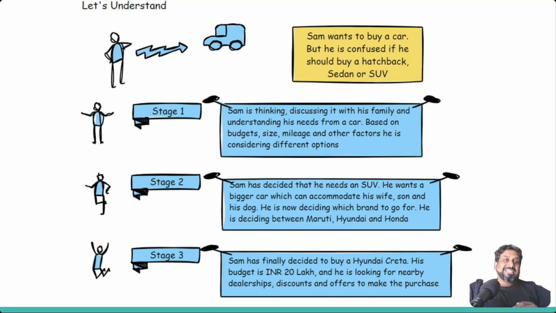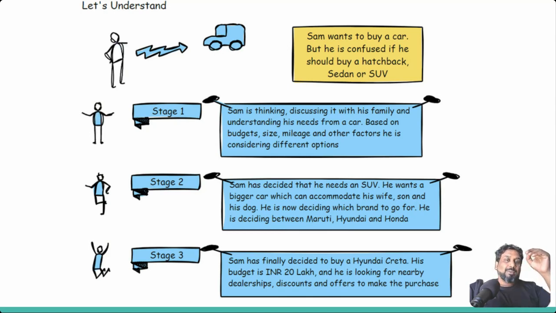Now Sam has entered stage 2, where he is much clearer about his choices for a car. He doesn't want a hatchback or a sedan, he wants an SUV. And why is that? Because he wants a bigger car which can accommodate his wife, his son and his dog. Now he is deciding which brand to go for. He is deciding between Maruti, Hyundai and Honda. So this is stage 2 for Sam, where Sam has decided that this is the kind of car that I want, but is confused and trying to understand which brand he should go for. Okay, so this is stage 2.